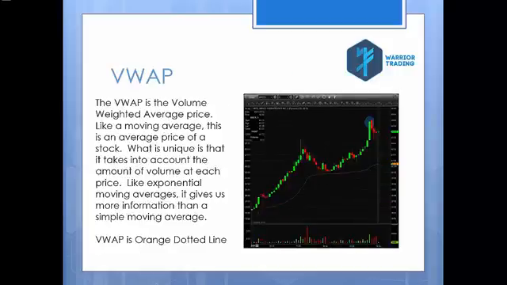Like moving averages, we have the VWAP, the volume weighted average price. All right, this, instead of factoring in recent price action, factors in volume and weights that. So what we have is the average price of the stock over the course of the day with volume factored in. So the VWAP is kind of like our equilibrium point. That's our balance point of the stock over the course of the day. It's the average price, factoring in all the volume that's taken place.